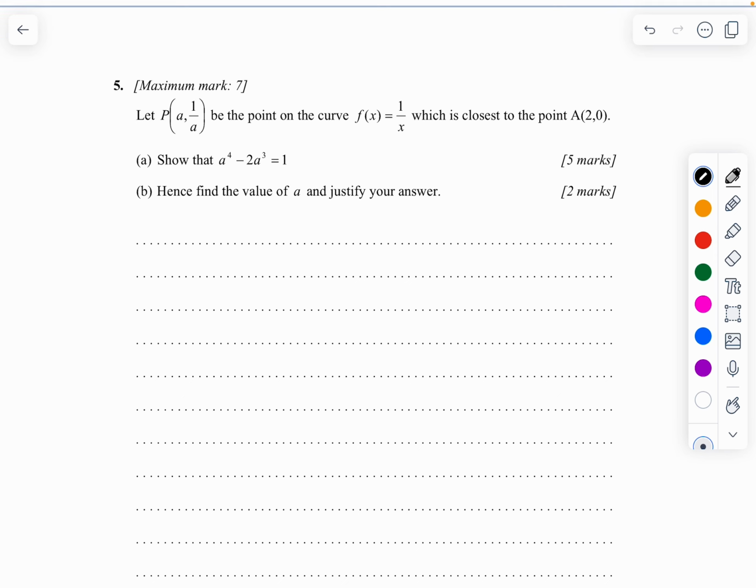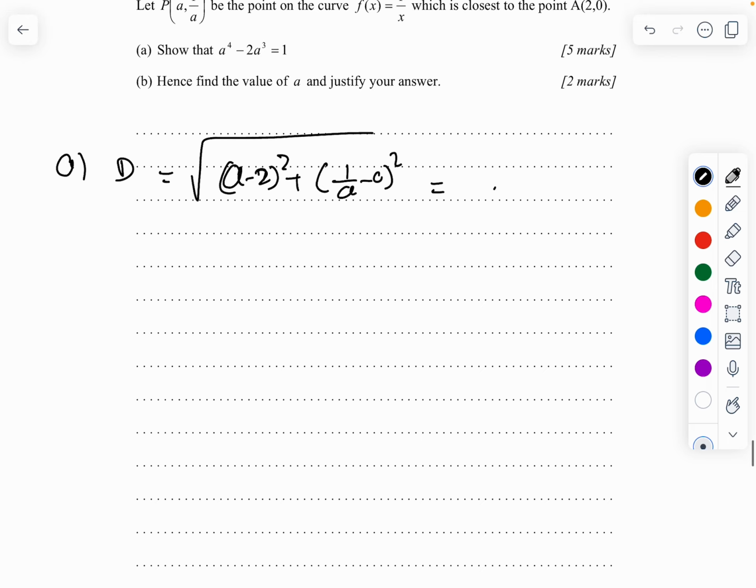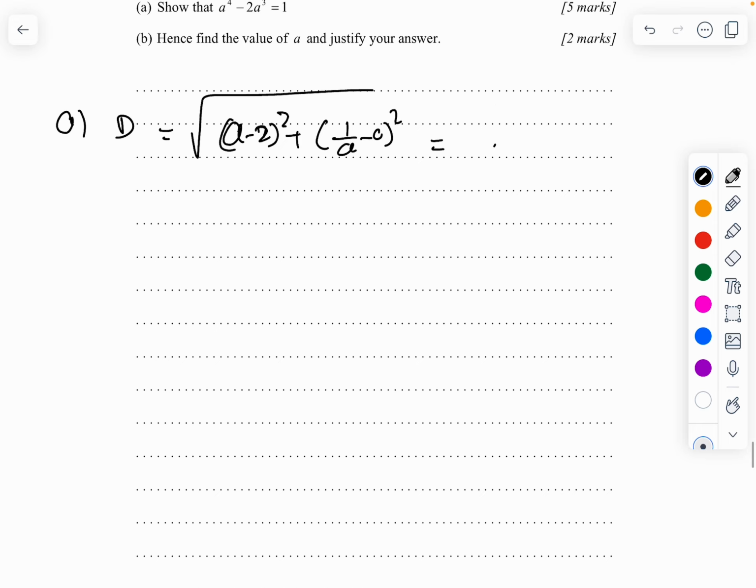Question number 5. The point P, (a, 1 upon a), is a point on the curve which is closest to (2, 0). Show that... So the distance is the square root of (x2 minus x1) whole square plus (y2 minus y1) whole square. This is going to be the distance. Let that be A. We'll assume that as (A minus 2) whole square plus 1 upon A square.